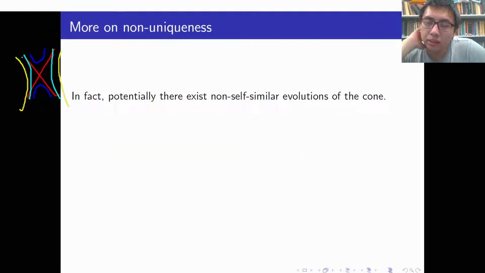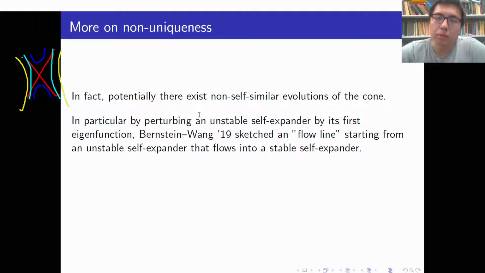The first thing I would say is that there are non-self-similar evolutions of the cone. Okay, so it's not true that all potential Brakke flows coming out of a cone are given by the self-expanders. In fact, there are non-self-similar evolutions of the cone. This was first observed by Bernstein and Wang in a paper in 2019.